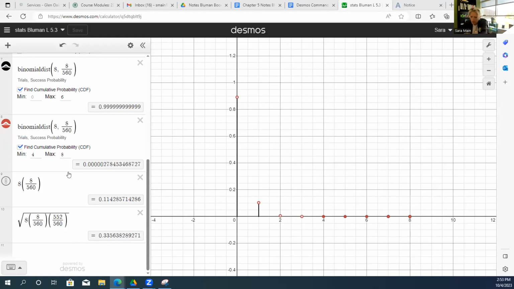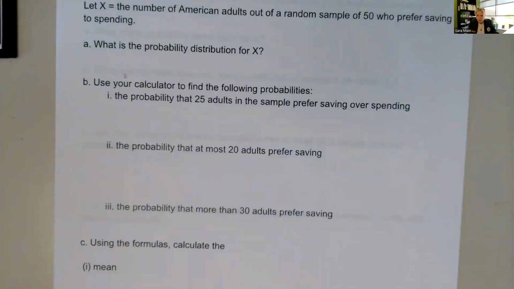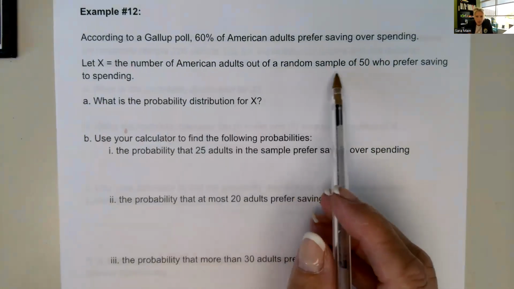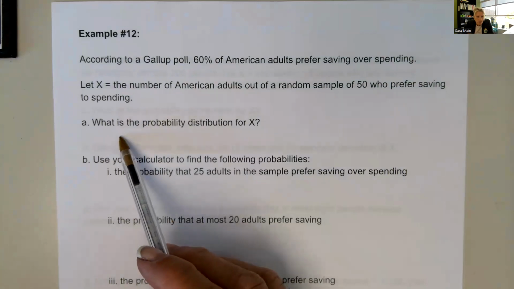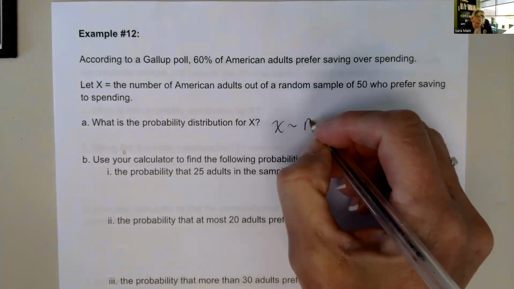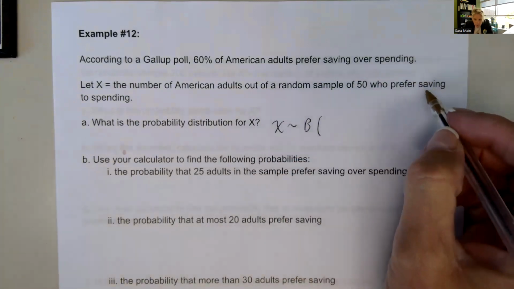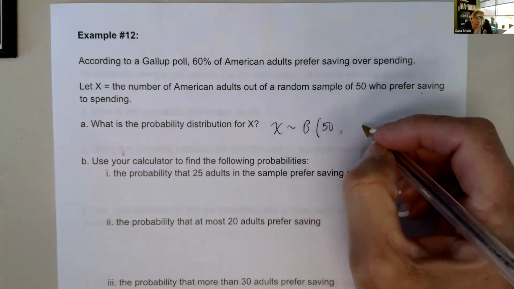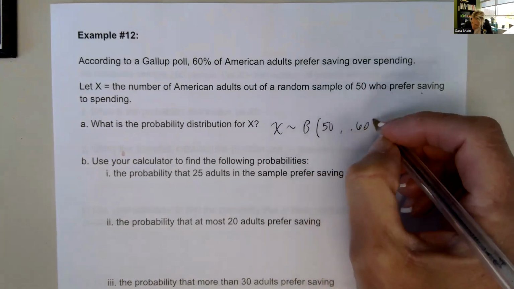Let's look at example 12. It says, according to a Gallup poll, 60% of American adults prefer saving over spending. X is the number of American adults out of a random sample of 50 who prefer saving to spending. What is the probability distribution for X? So X is considered binomial because they either do or do not prefer saving to spending. There are 50 of them, and the probability of success is 0.6.